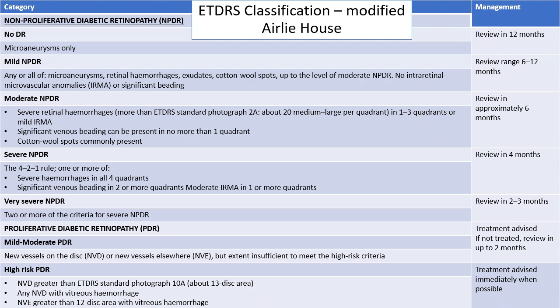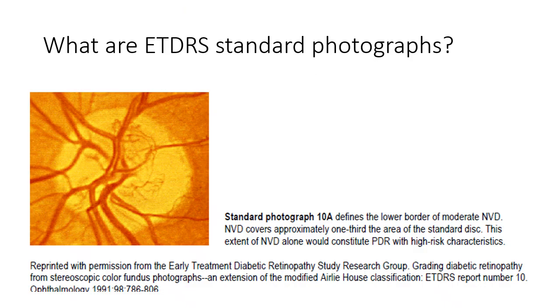But ideally, PDR should be treated. High risk PDR: NVD greater than ETDRS standard photograph 10A, any NVD with vitreous hemorrhage, NVE greater than 1/2 disc area with vitreous hemorrhage. Treatment advised immediately, okay, for high risk PDR. So that's your ETDRS classification.